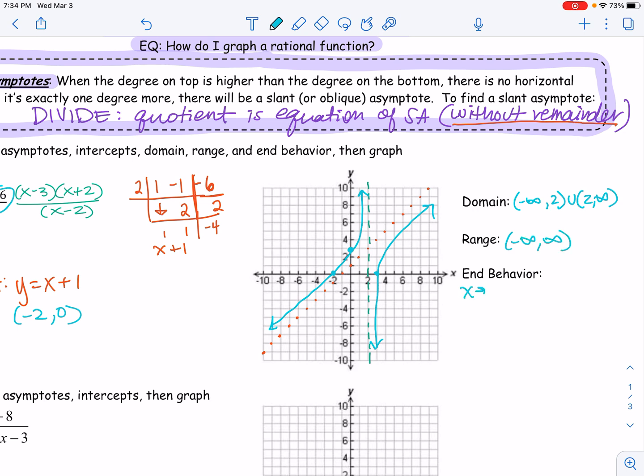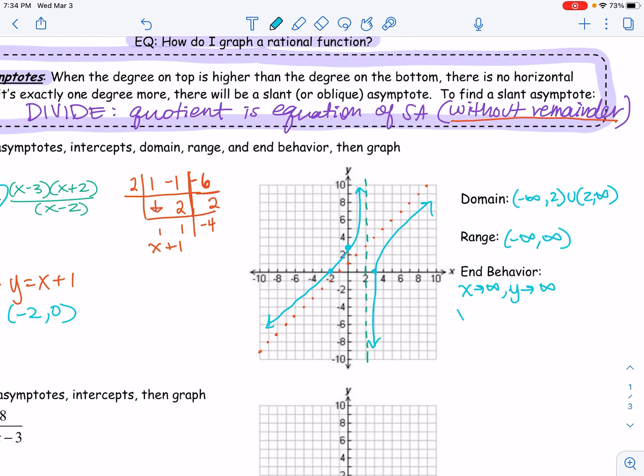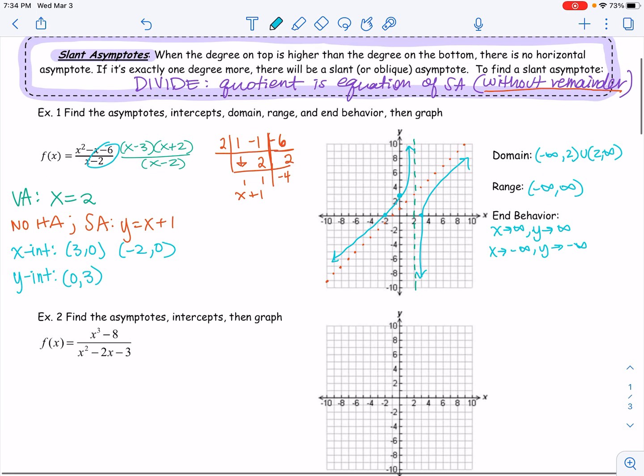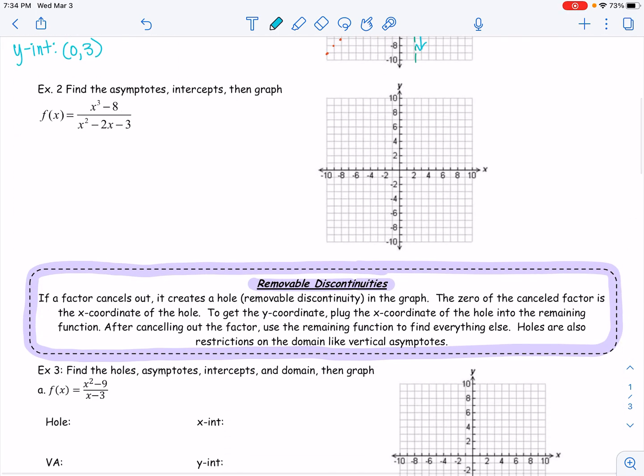In behavior, remember how range and end behavior are connected. As x approaches infinity, my y values are also approaching infinity. And as x approaches negative infinity, the y values are also approaching negative infinity. Okay, let's try it again.